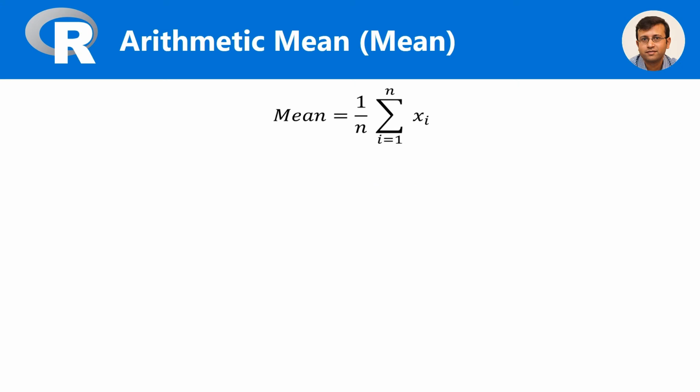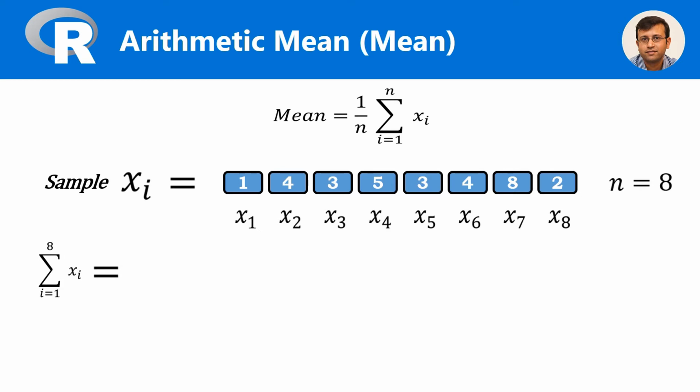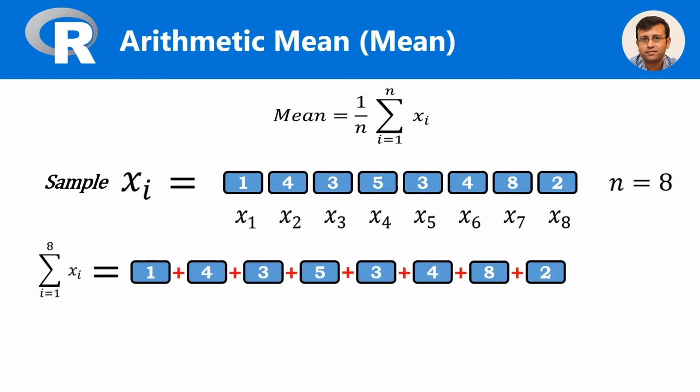Let us look at a simple example. Here we have sample x with the following elements. Each element is represented as x1, x2 till x8. Here the sample size is 8, that is, in this case n is 8, which is the number of elements in the sample. Now the summation of elements of the sample from i=1 to n, or in this case from i=1 to 8, is 30. So now the mean is the sum of all the values, which is 30, divided by the number of elements in the sample, which is 8. So we have 30 divided by 8, which is 3.75.